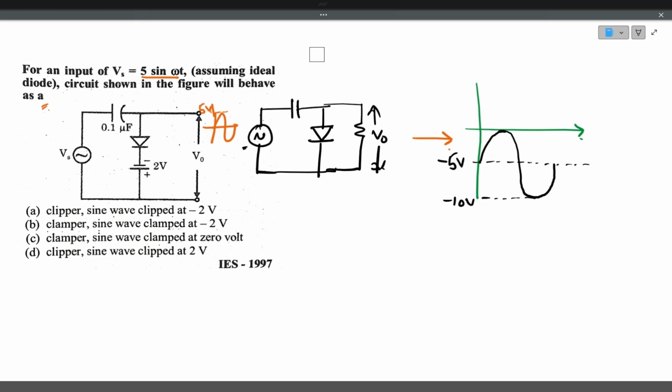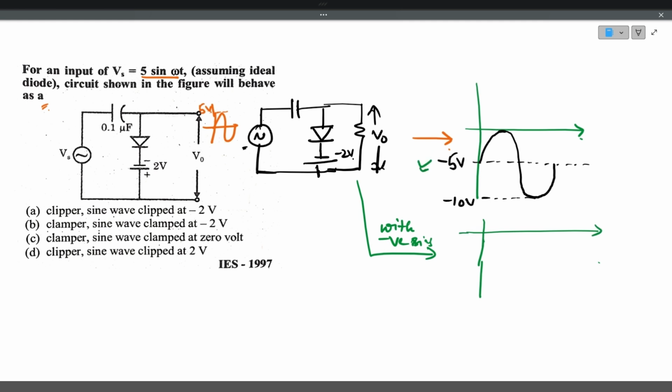Now he is applying a negative bias, that is minus 2 volts. So when you apply a negative bias here, what happens to the output waveform? Usually it is clamped to minus 5 volts. With the negative bias, it will be clamped to minus 7 volts, because you have added minus 2 volts: 5 plus 2 is 7 volts.